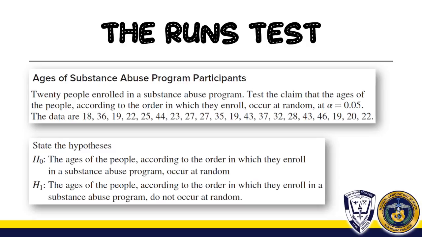The title of our example here is Ages of Substance Abuse Program Participants. Let me read. 20 people enrolled in a substance abuse program test the claim that the ages of the people according to the order in which they enroll occur at random at alpha 0.05, and the data are as follows. Our null hypothesis here is that the ages of the people according to the order in which they enroll in a substance abuse program occur at random, whereas the alternative is it does not occur at random.